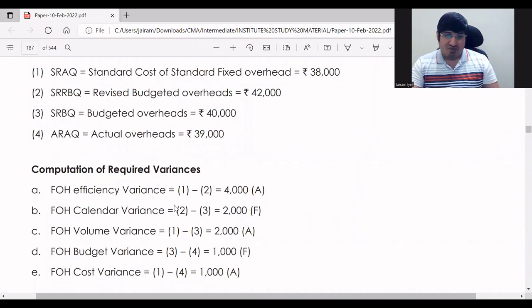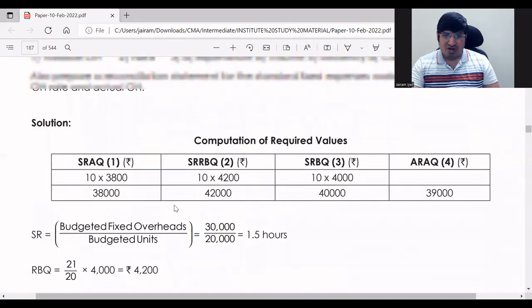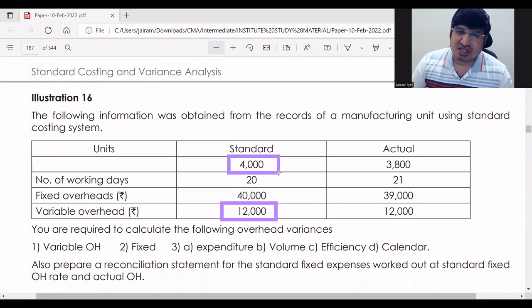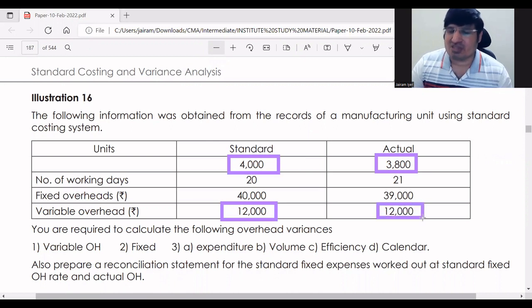Okay. So now next what they have asked is variable overhead variance. For variable overhead variance, it is a simple thing. So what you have to do is first find out the standard rate of variable overhead, which is this 12,000 upon 4,000. It will come to how much? 3 per unit. 3 per unit is the standard variable overhead rate. Now apply that to actual. Apply the standard rate on actual, that is 3 into 3,800 you'll get, and compare that with your actual variable overhead. That's all.